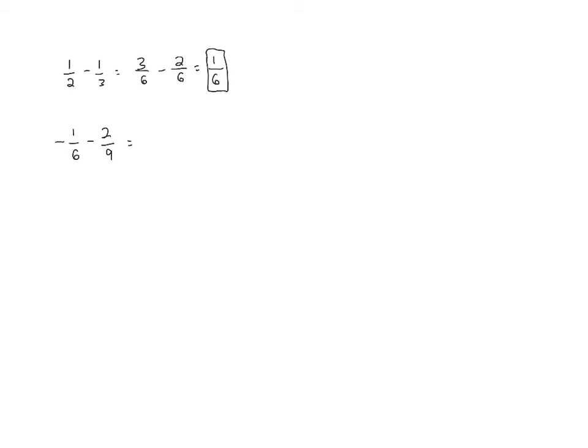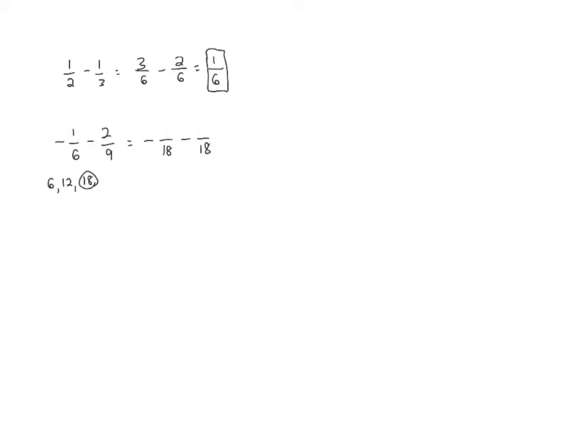If we look at multiples of 6, we've got 6, 12, 18, and we recognize 18 is a multiple of 9. So we're going to rewrite this. We've got that negative in front of the first fraction, so we're going to have negative some number of 18ths minus some other number of 18ths. And again, we've got to figure out what the new numerators are going to be.